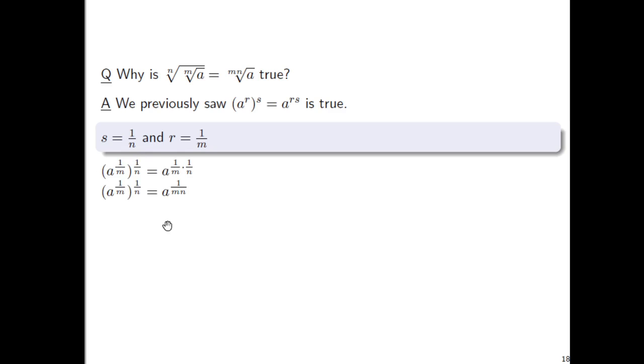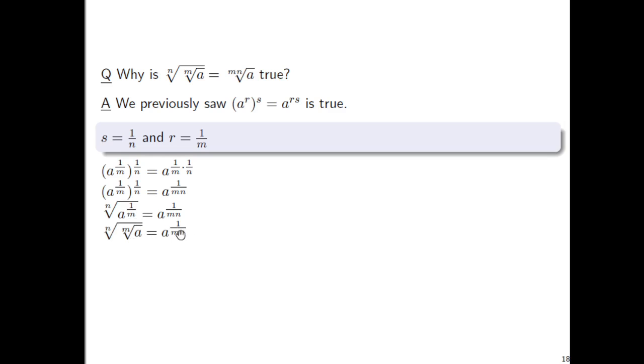as it looks. Then we will do this 1 over m times 1 over n. We can turn that into 1 over mn, just using our fraction multiplication rule, multiply straight across. And on the left side, just taking it one step at a time, the 1 over nth power, using our new formula, becomes an nth root. And then inside the radical, there's a 1 over mth power, and so that can become an mth root.